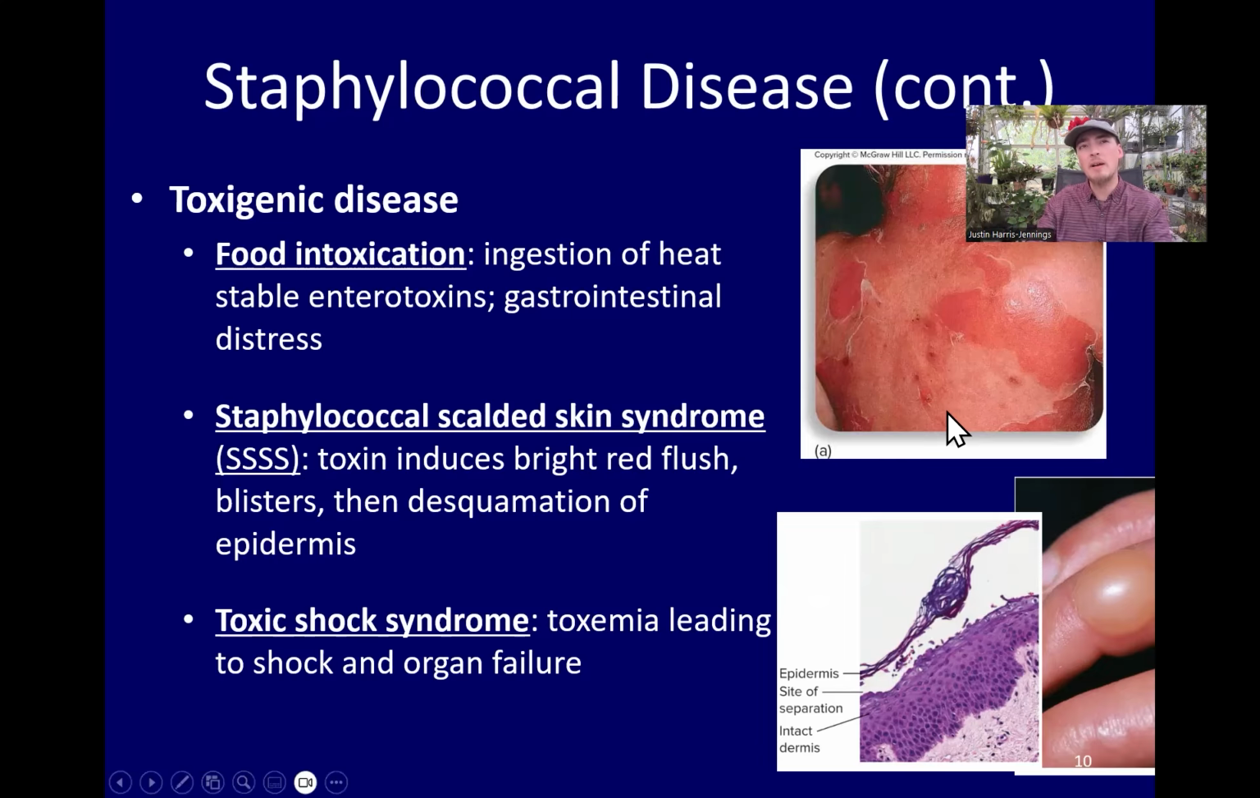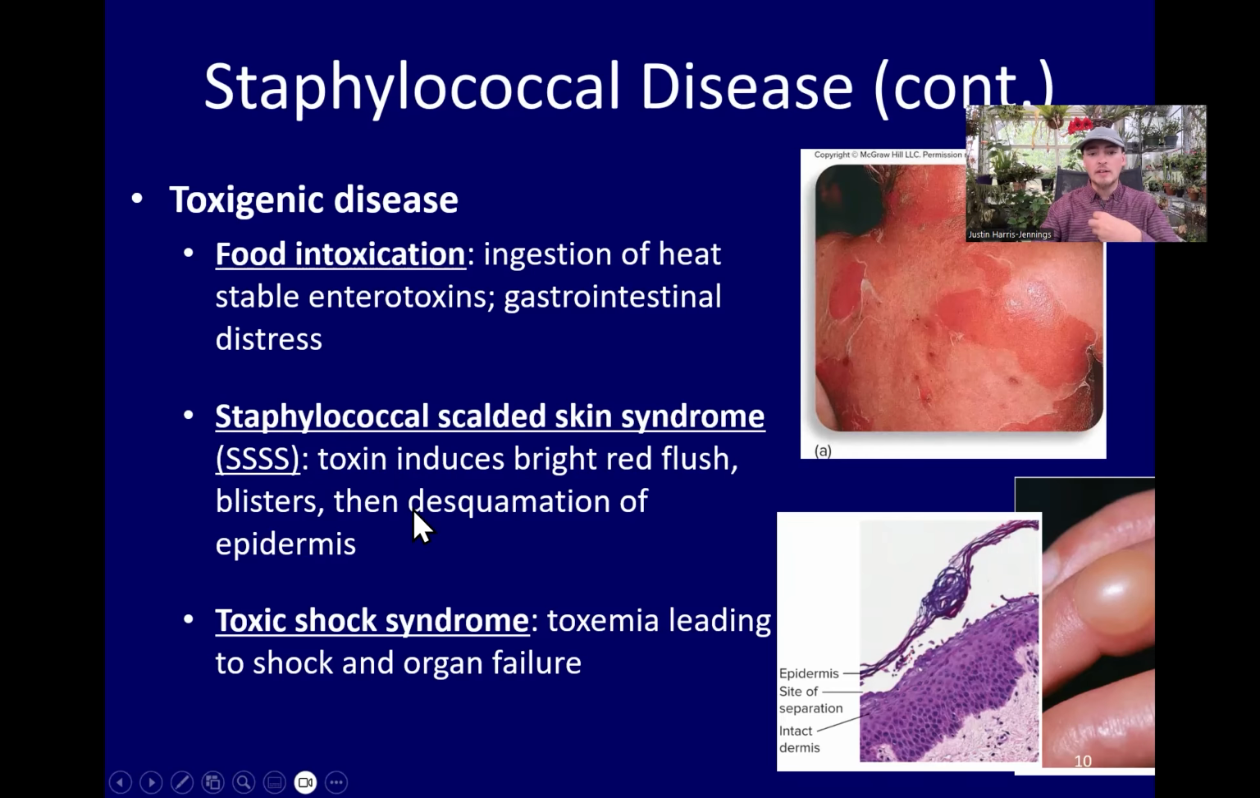And so you have to think about what you're consuming and how it's going through your body to think about what these symptoms could be. Anyway, so you have the food intoxication, where you can consume the bacteria or the toxin, and it can cause you to have gastrointestinal distress or food poisoning.